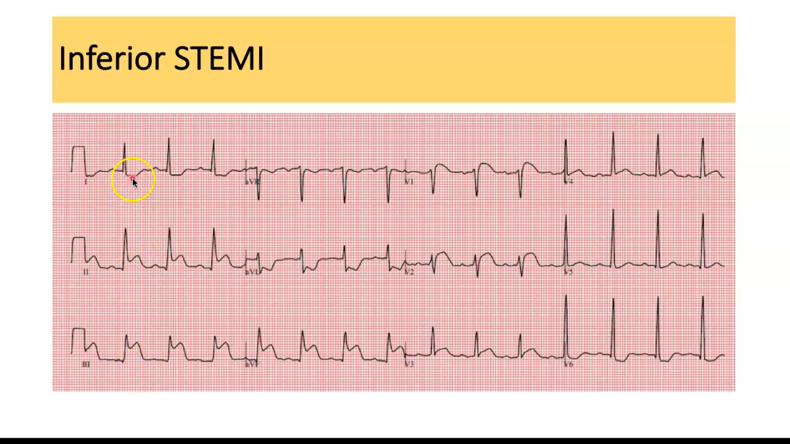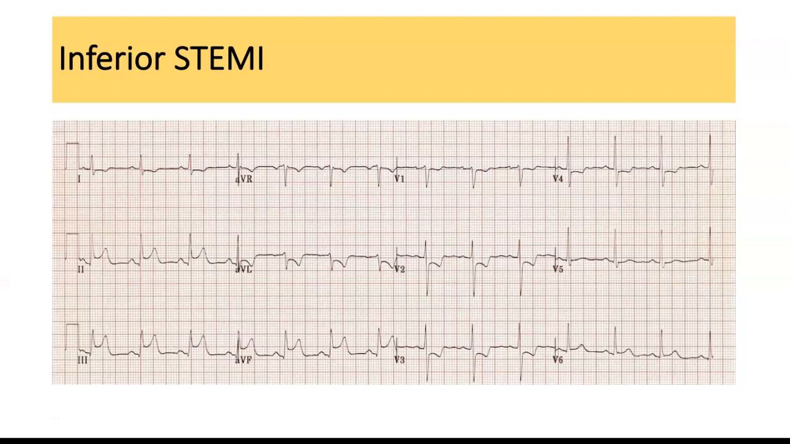The axis here appears normal, so upgoing in lead 1, upgoing in lead AVF. We can also see reciprocal ST segment depression here in lead 1 with this horizontal pattern, which is an ischemic pattern for ST segment depression, as well as AVL, which actually has a downsloping morphology to the ST segment depression there.